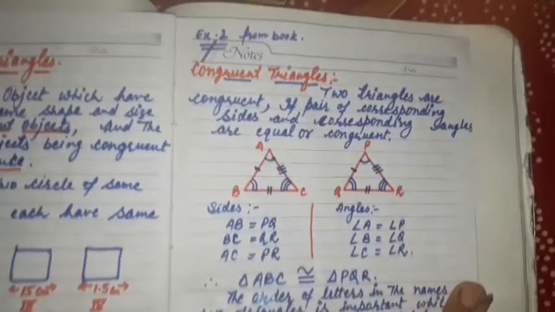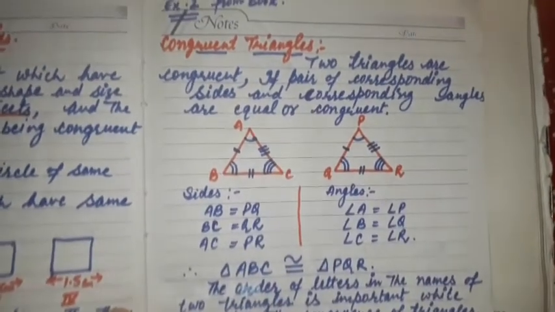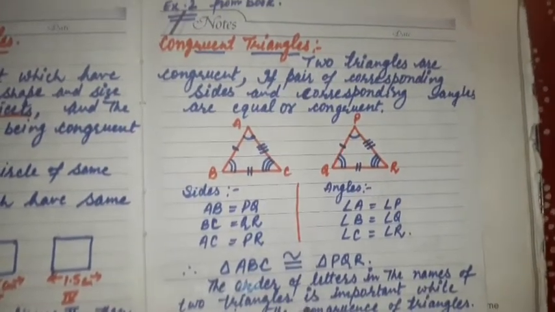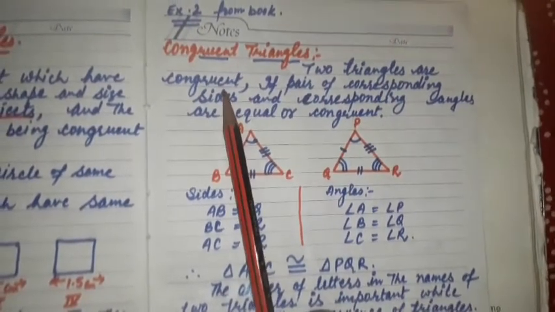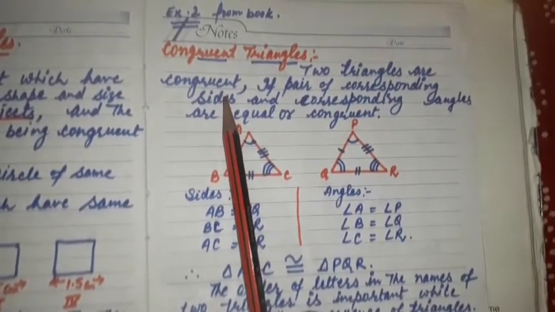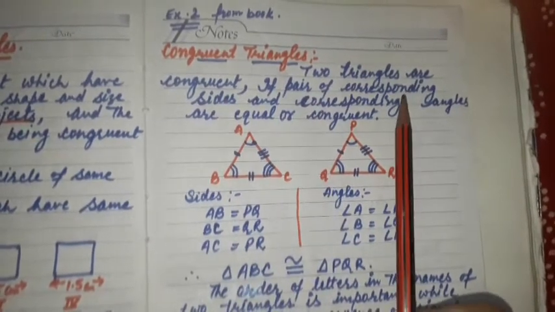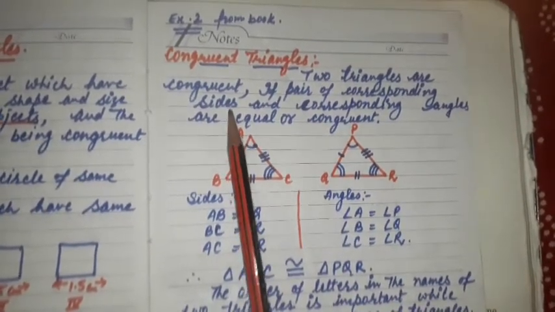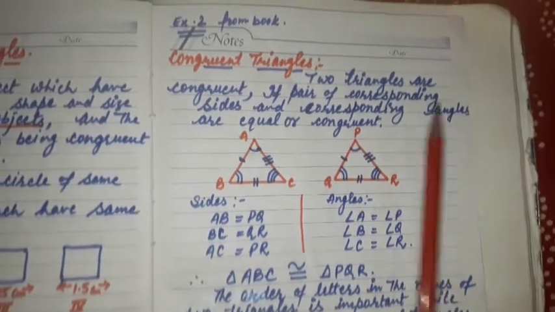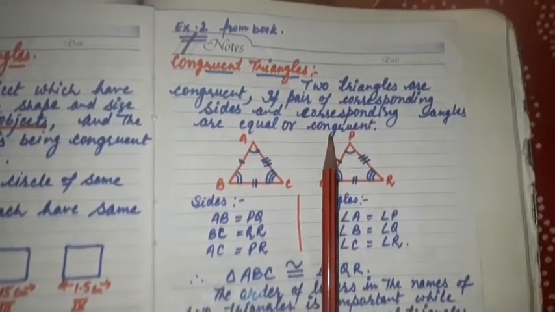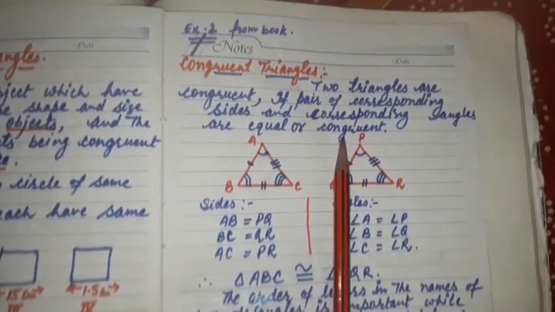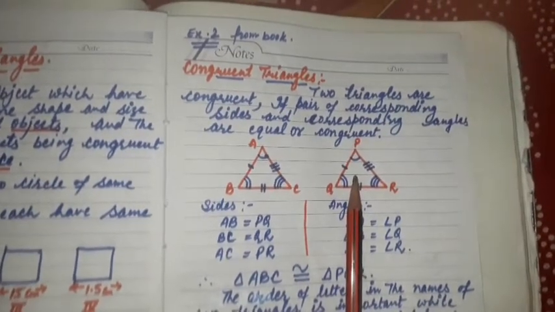Now we will discuss congruent triangles. There are some rules related to congruent triangles to make them congruent. But before that, what do you mean by congruent triangles? Two triangles are congruent if pairs of corresponding sides and corresponding angles of the two triangles are equal or congruent with each other. Then we can say that these two triangles are congruent with each other.